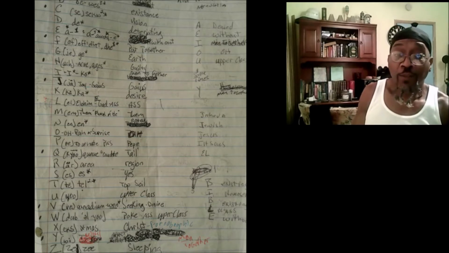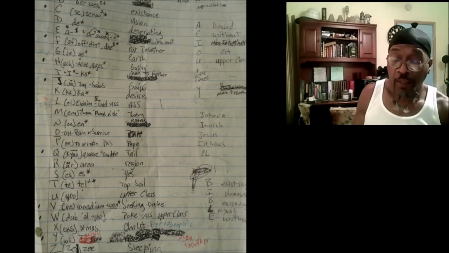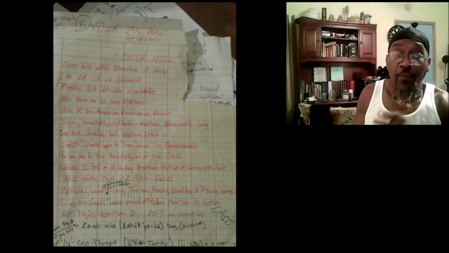Cover hill with branches of holly. Fa la la la la la la la la. Now you see, you move that F. What that say? See, they chopped Allah's name in half.